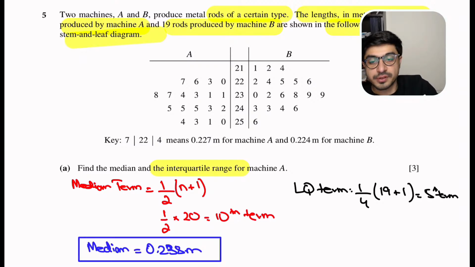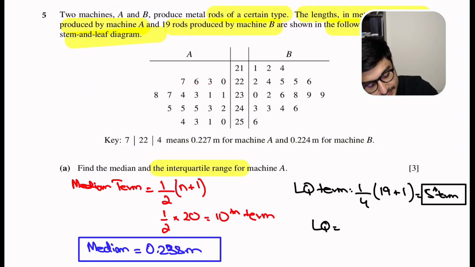So if it's going to be the fifth term, then what is the matter with the fifth term? The fifth term is what we need to find out first of all. So it's going to be first, second, third, fourth, and this is going to be fifth. So it's going to be 0.231. So the lower quartile in this case is going to be 0.231 meters, right?